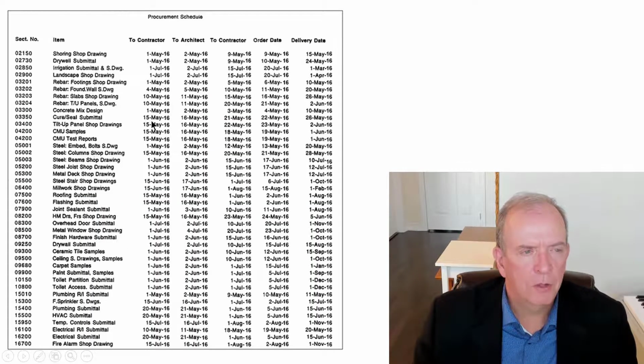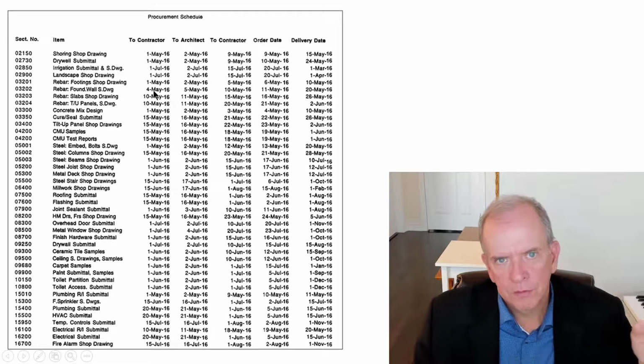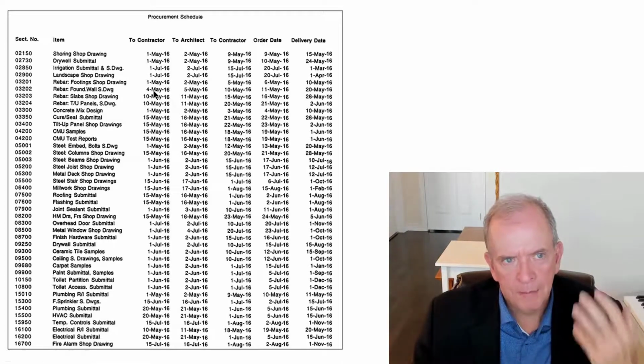So here's a sample of what a procurement schedule can look like, where you have when it went to the contractor, when it went to the architect, when it went back to the contractor, when the contractor ordered it, and when it was delivered. So it's running its path. What happened in this process?